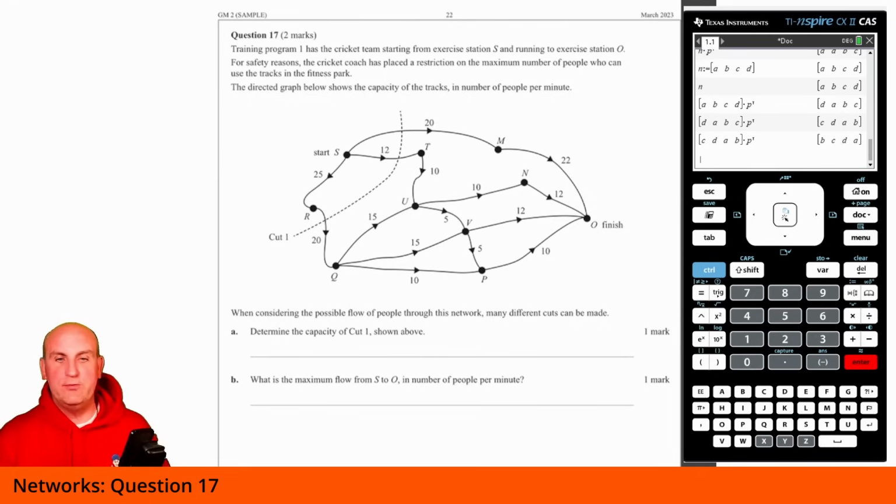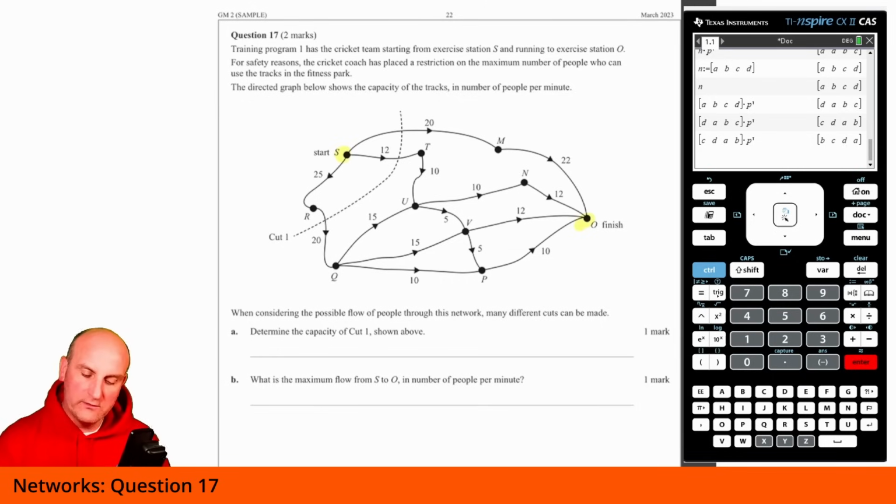Question 17. Training program 1 has a cricket team starting from exercise station S and running to exercise station O. I'm just going to highlight that from S to O. For safety reasons, the cricket coach has placed a restriction on the number of people who can use the tracks in a fitness park. The directed graph below shows the capacity of the tracks, right? When considering the possible flow of people through this network, many different cuts can be made. Determine the capacity of cut 1.